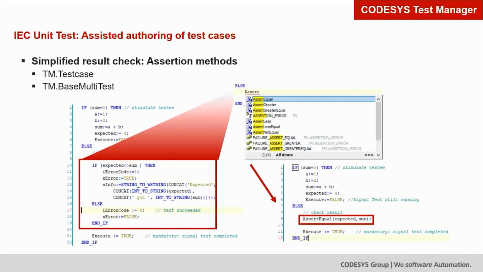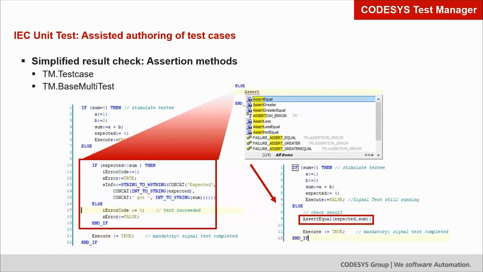The second important feature here is the so-called assertions. This is a feature known from other programming languages which support unit testing, and we wanted to make this available in IEC as well for our developers. So on the left side you can see how it currently works to report an error, maybe even with an explanatory error message, in a test case. And on the right side you can see that basically 10 lines of code have now been replaced by exactly one call to a so-called assertion method.